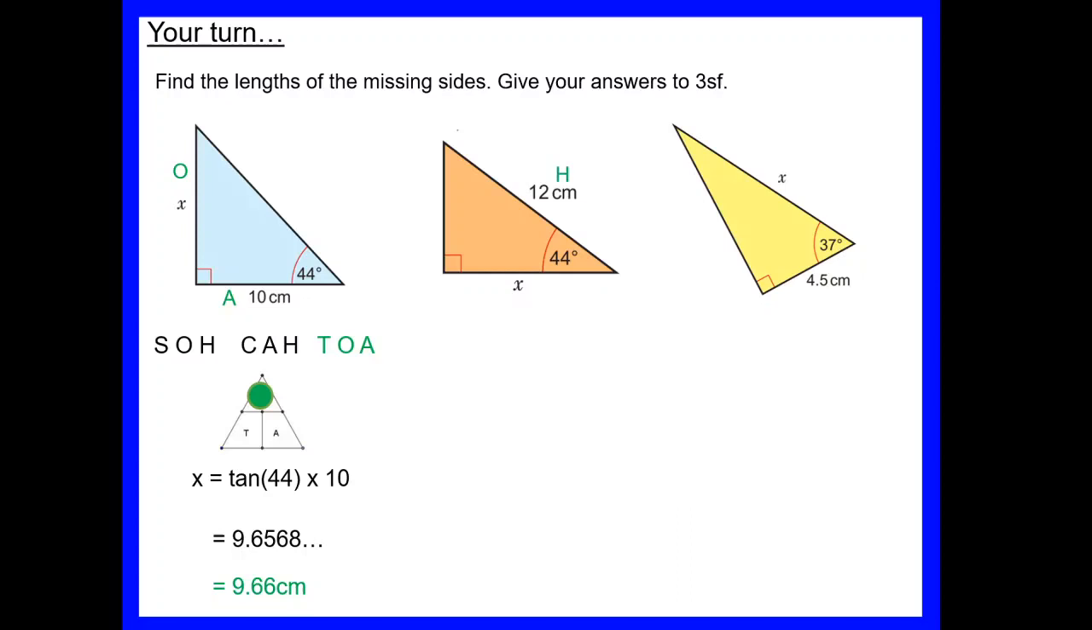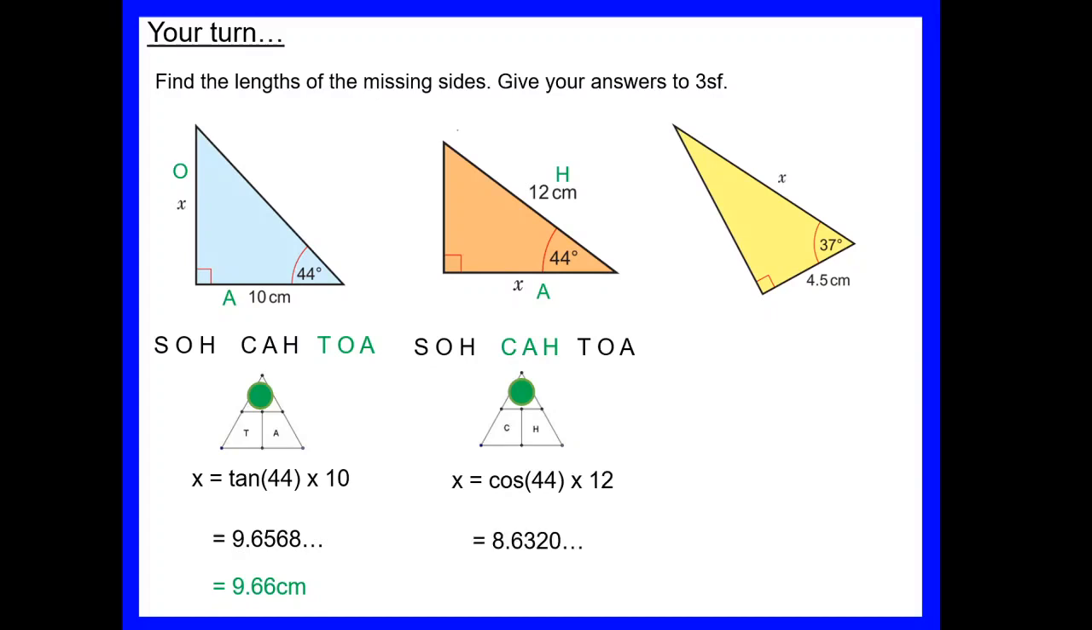For the second one, we've been given the hypotenuse and we want to find the adjacent, so we're going to use car. So we draw a car triangle. We want to find the adjacent, so we cover that, leaving us with the cosine of theta times the hypotenuse. So that's the cosine of 44 degrees times a hypotenuse of 12. That gives us 8.6320, etc. And to three significant figures, 8.63 centimetres.